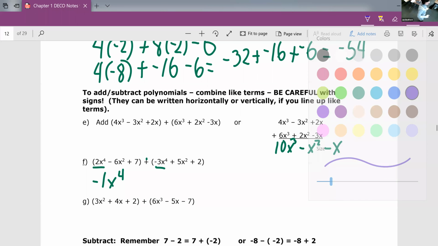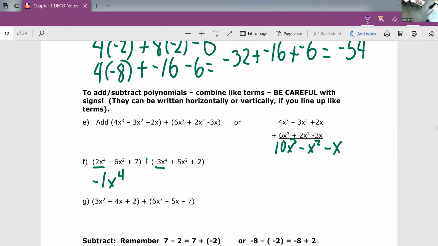Now, if I look at the next term, I see it's x squared. Do I also have an x squared in the other one? So I'm going to circle these. Don't forget, the sign in front of the number stays with the number. So what's a -6x squared plus 5x squared? Say it one more time. Good. So I can either write plus a -1x squared, or I can just write -x squared. Either one of those is fine.